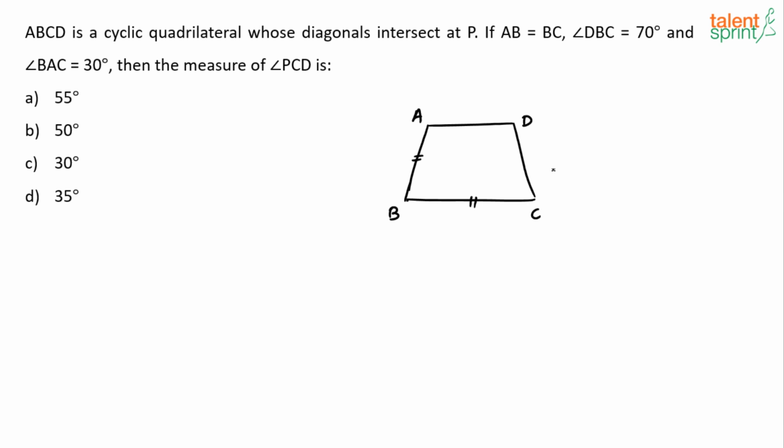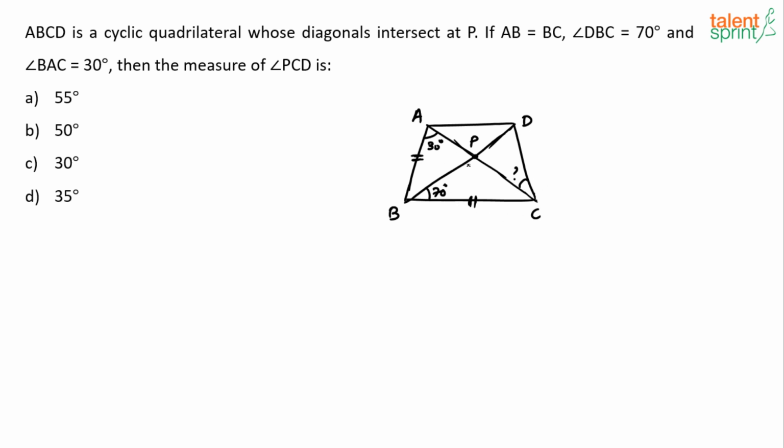So A, B, C, D are the vertices of this quadrilateral whose diagonals intersect at P. So this is one diagonal. Here's the other diagonal. The diagonals intersect at the point P. So this is point P. AB, this side, is equal to this side. AB is equal to BC. Now angle DBC, this angle is 70 degrees. And angle BAC, this angle is 30 degrees. So then what is the measure of angle PCD? What is this angle is the question.